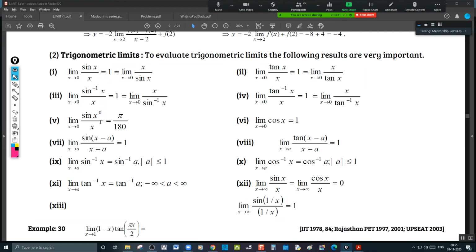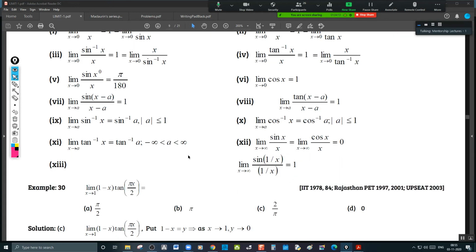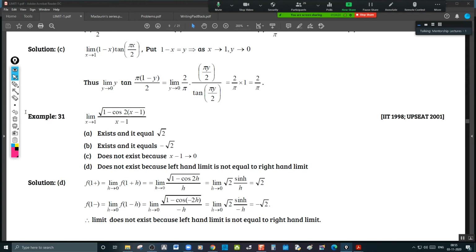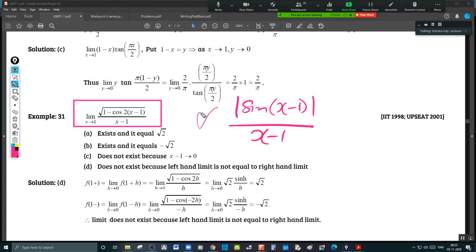Now let us move on to the next part. This is one part of the formula. This is where students generally go wrong or attempt the question in a wrong way, because there is a root and you forget to write the root and the modulus. So root over 1 minus cos 2a is mod sine x minus, whole divided by x minus. Another limit, x tends to 1.